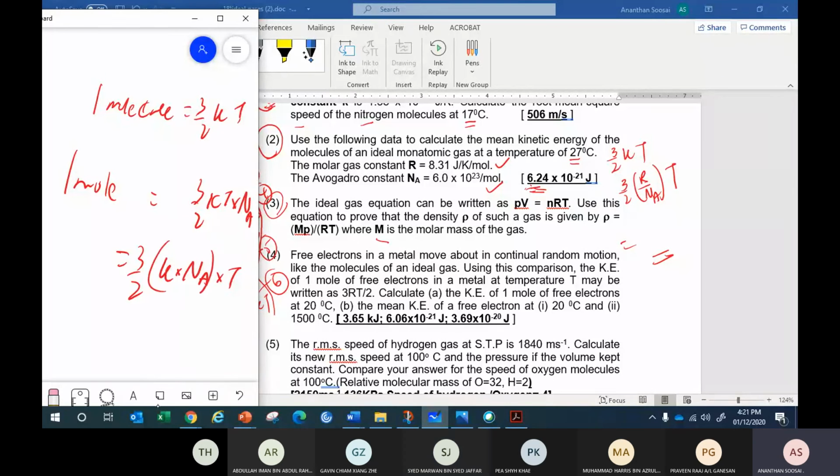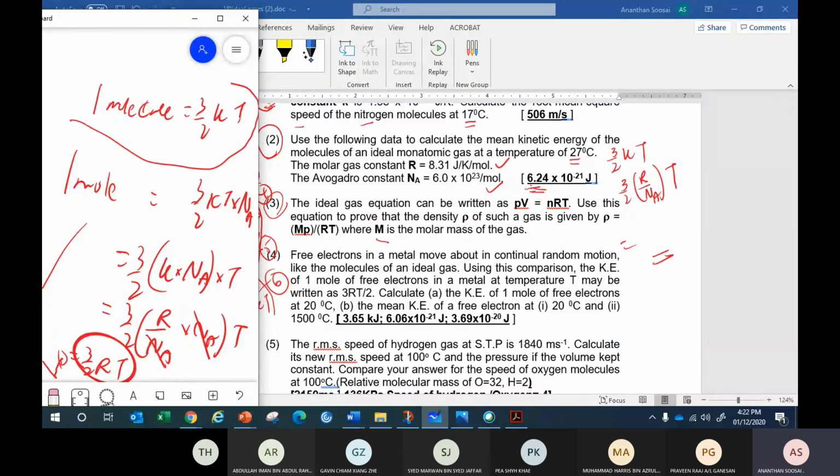k times Na is what? k is actually R over Na. So Na cancels. So 3 over 2 RT is actually the kinetic energy of 1 mole of gas. These values are quite low profile. 3 over 2 kT for one molecule is the most they asked.